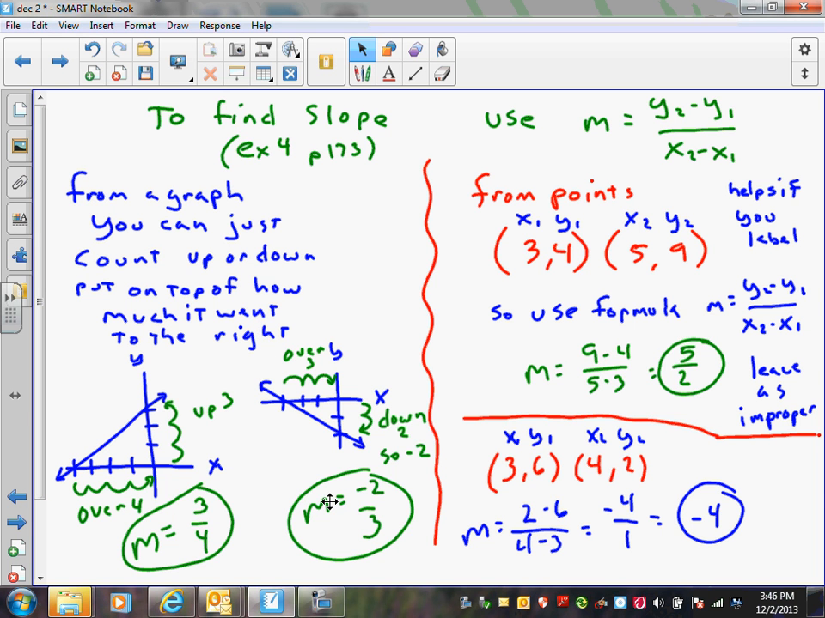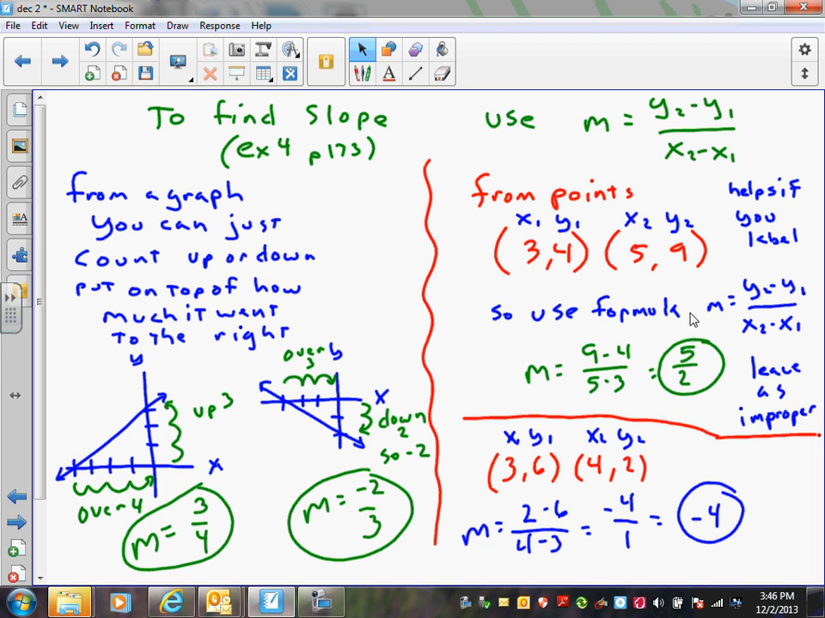I did one with a negative slope, too. Its intercepts are -3 for the x, -2 for the y. It went down by 2, so -2. If you have to go down, it's negative. And it went over 3. So -2 goes on top of 3, and your slope is -2/3.